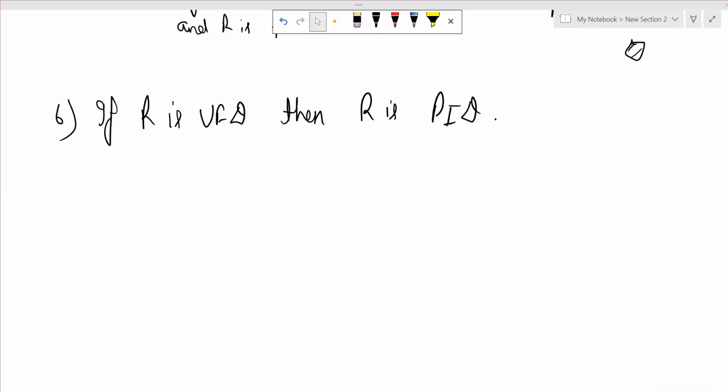Someone can unmute yourself and say something, right? Debasis, you want to comment something? If R is a UFD, will this be a PID or not? Z[x] is a UFD, but Z[x] is not a PID. Okay. So what is the ideal which is not a principal ideal?